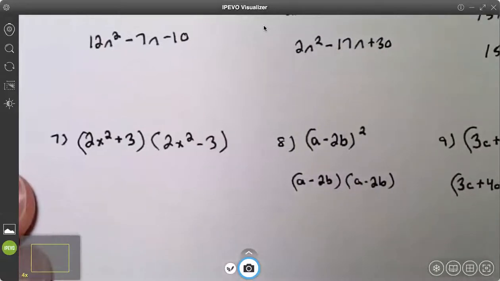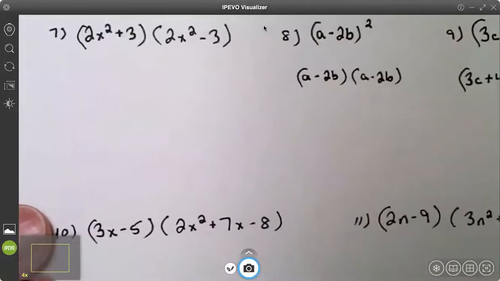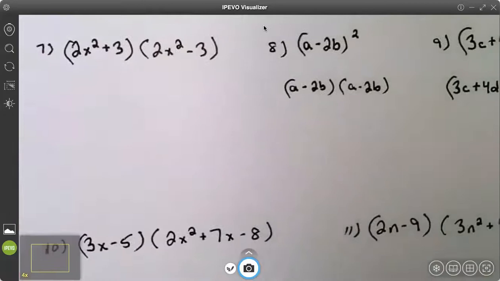All right, so I wanted to mention that. I try to keep things simple. One thing to remember: just the distributive property.